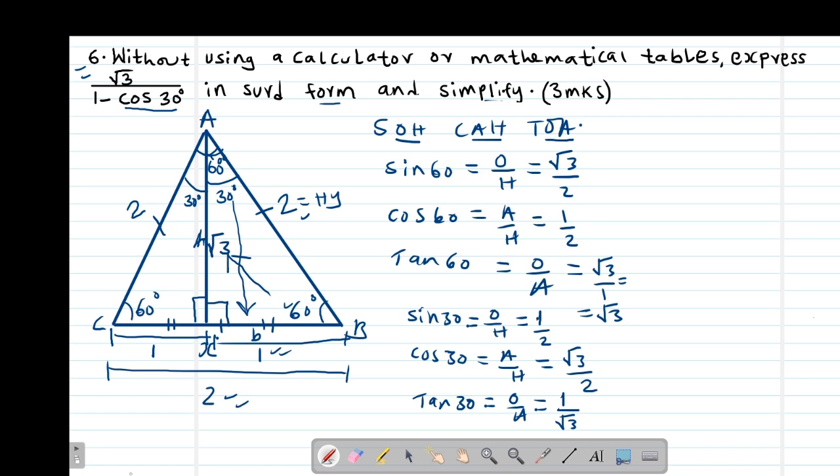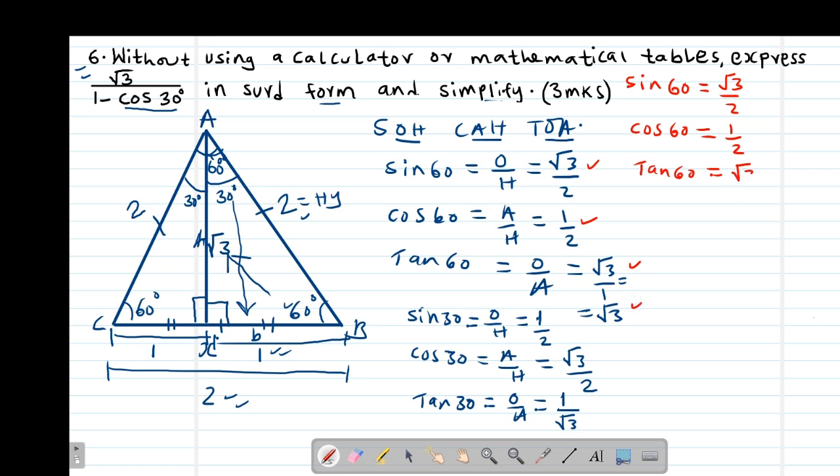So in summary, I can write down these trigonometric ratios. In conclusion, we have seen that the sine of 60 degrees is root 3 over 2. Then the cosine of 60 degrees will be equal to a half. Then the tan of 60 degrees is giving us the root of 3.